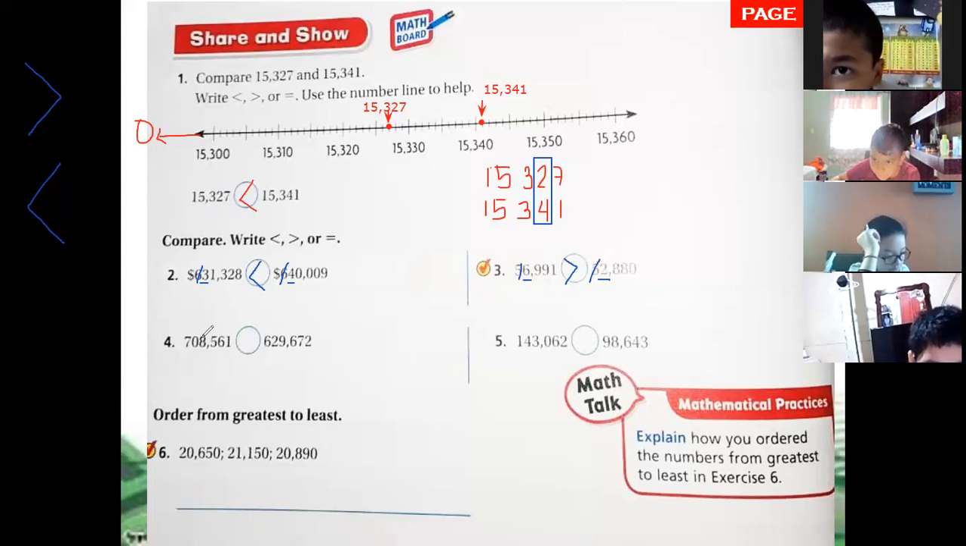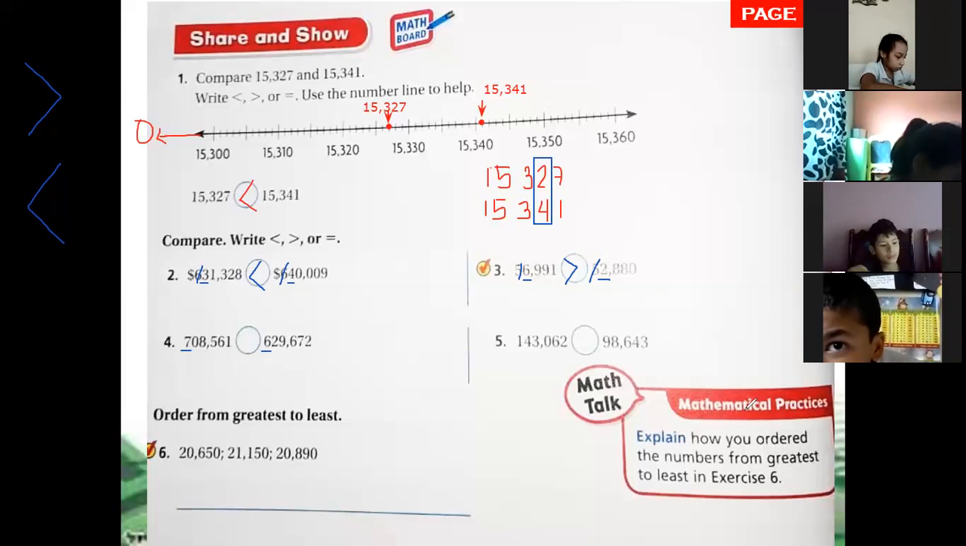The next one, we have 7 and 6. Okay, so we have to work with the first numbers because they are different. 7 and 6. 7 is greater than 6, exactly. So greater than.